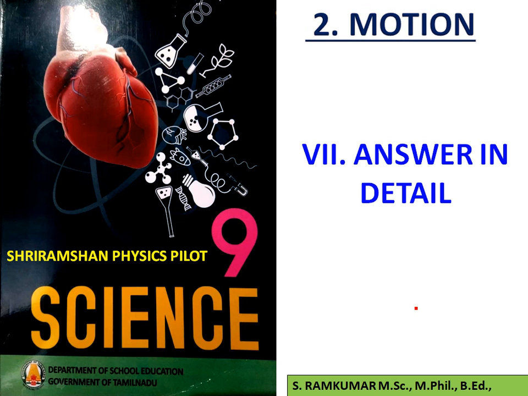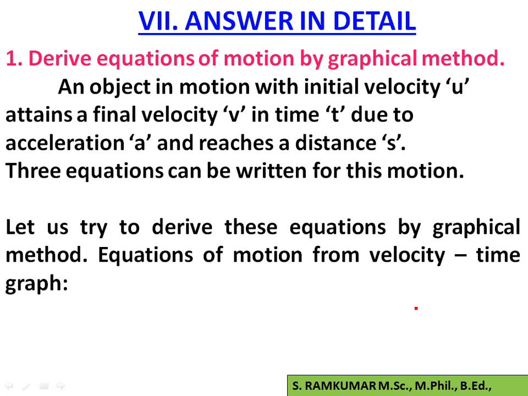Next, answer in detail. First question, derive equations of motion by graphical method. Answer, an object in motion with the initial velocity u attains a final velocity v in time t due to acceleration a and reaches a distance s. Three equations can be written for this motion. Let us try to derive these three equations by graphical method.